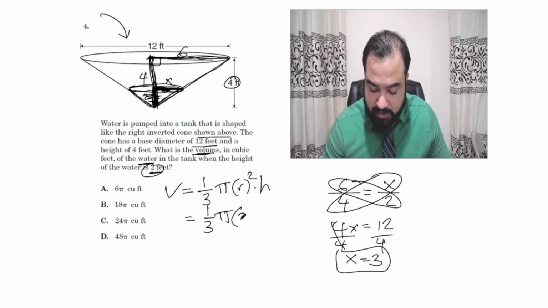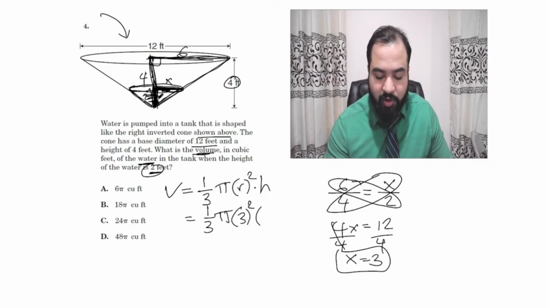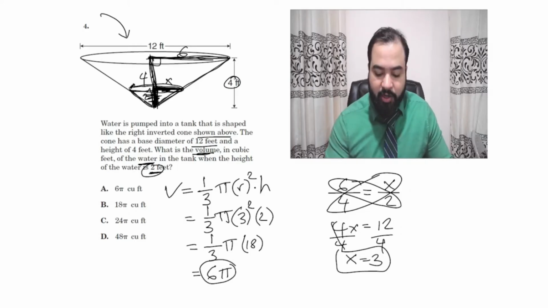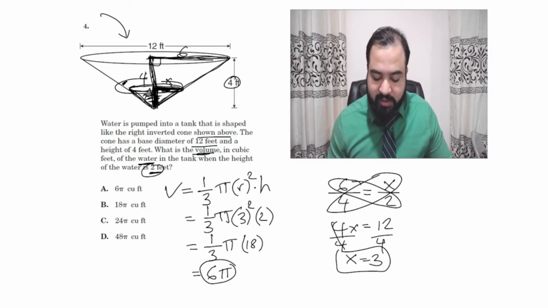So the radius is 3, so we can plug it in here. And the height is what? What is the height of the water, guys? 2. So now let's solve it. We have 1/3 pi. So 3 squared is 9. 9 times 2 is 18. So 18 times 1/3 is 6. So we have 6 pi. So the volume of the water in this baby cone is 6 pi.